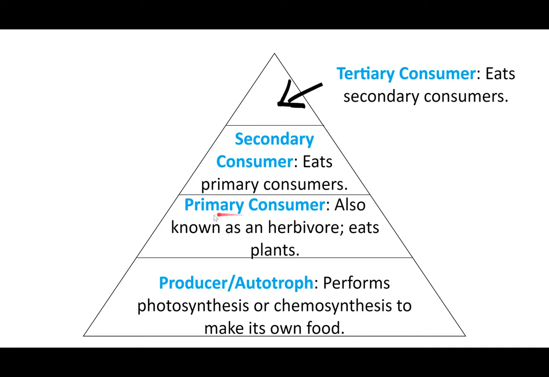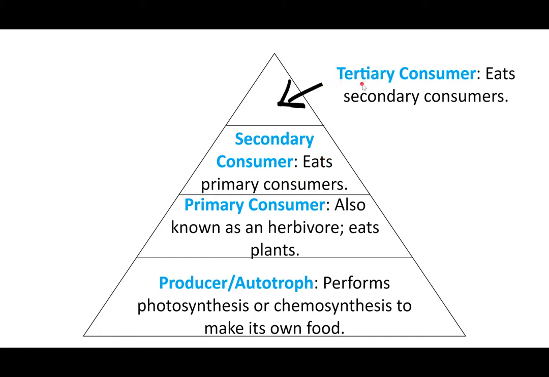Our second level up are the primary consumers. These are also known as herbivores because they eat the plant matter, right? That's down here. Those are producers. So primary consumers are at the next or second step of our food chain. Secondary consumers eat the primary consumers. So these are typically going to be your carnivores, but they could also be omnivores.